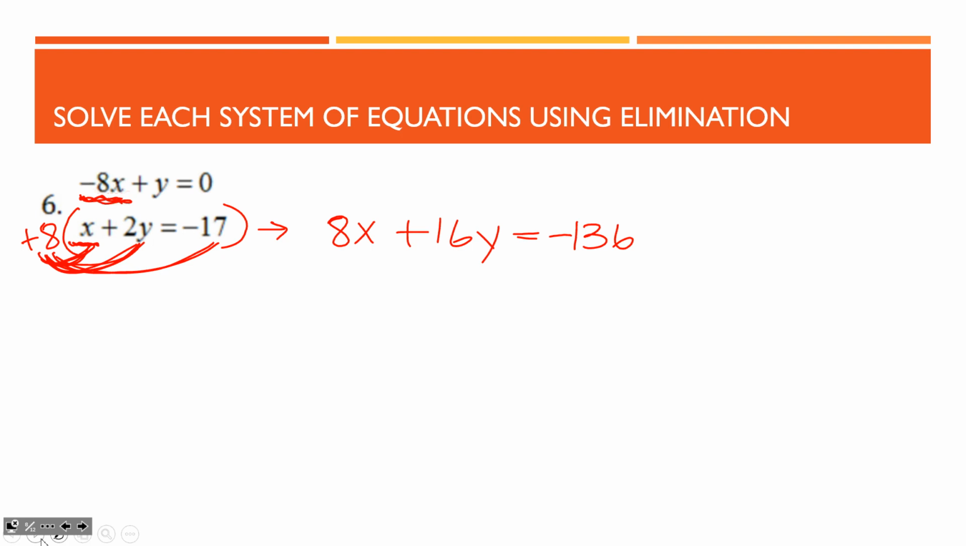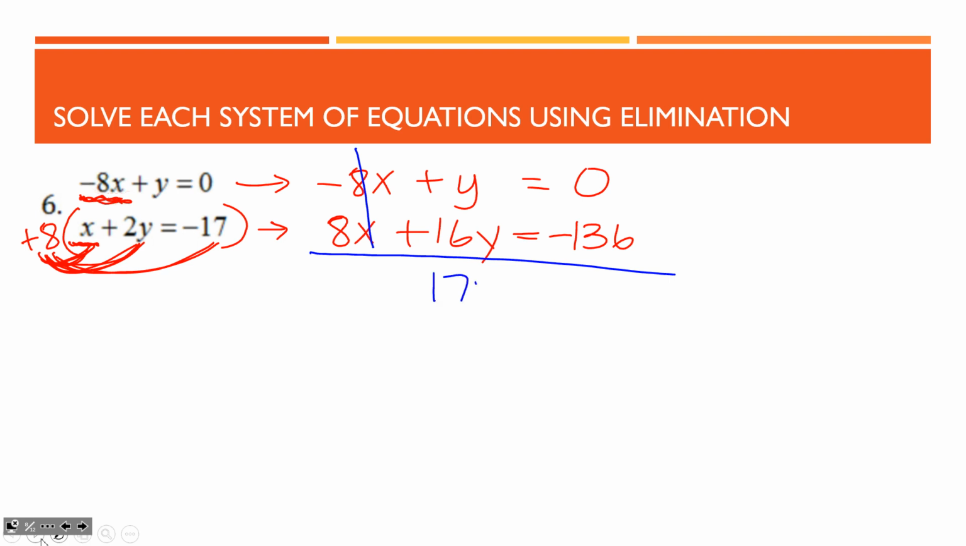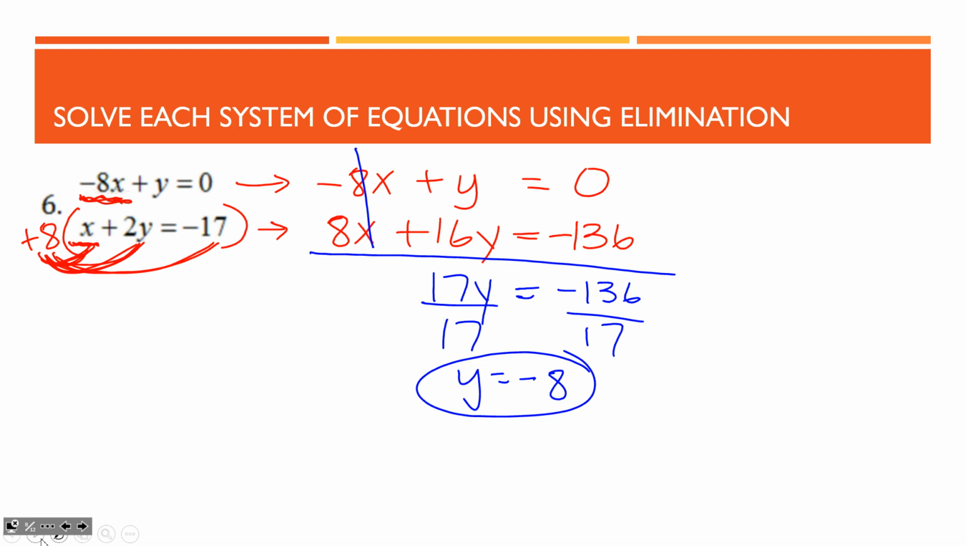So that's this equation. I'm just going to rewrite this equation right on top of it to make it easy to use elimination. And now this is set up to use elimination. Let me add the two equations together. Negative 8x plus 8x cancels out. So y plus 16y is 17y. 0 minus 136 is negative 136. Now to solve for y, I'm going to divide both sides by positive 17. And when you use your calculator, negative 136 divided by positive 17 is negative 8.